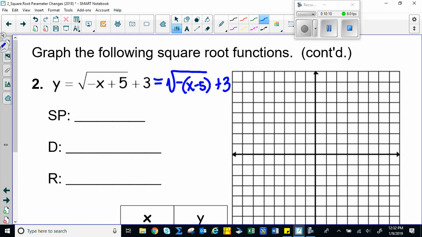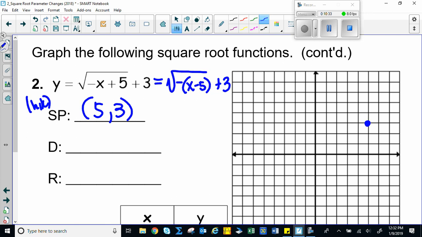Now you can identify HK. So looking inside the parentheses, what's the H value? 5. And then what's the K value? 3. So there's my starting point, right? That's my HK. So 5, 1, 2, 3, 4, 5, 1, 2, 3.